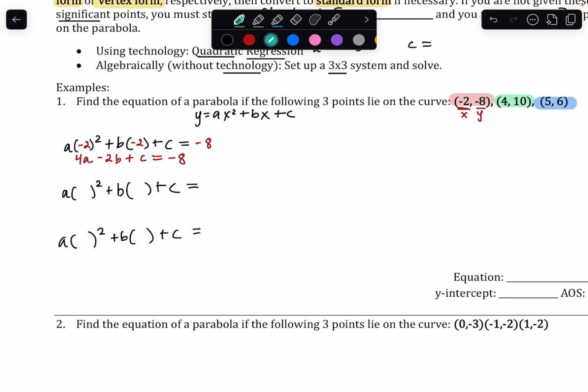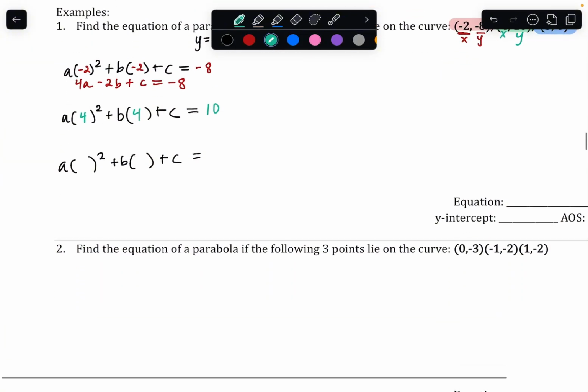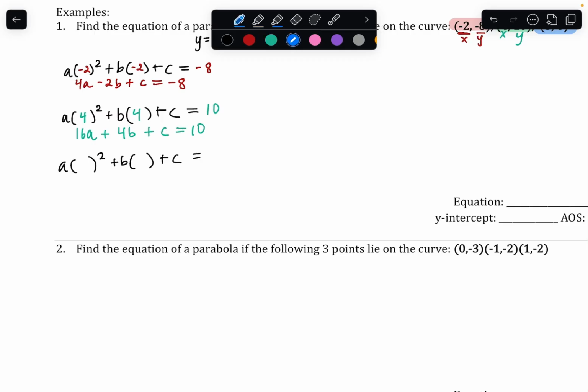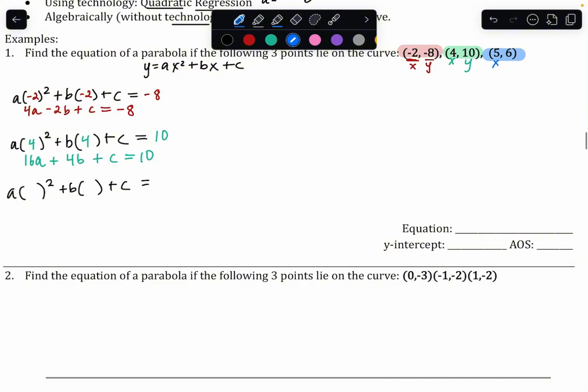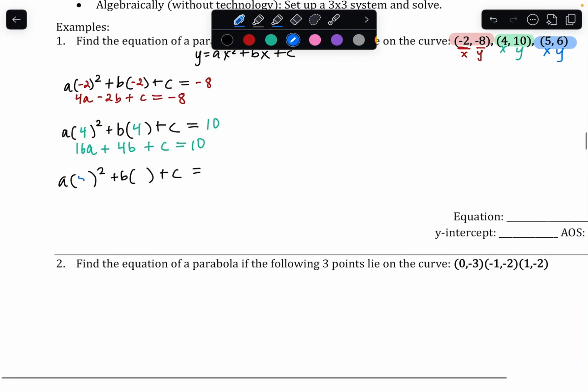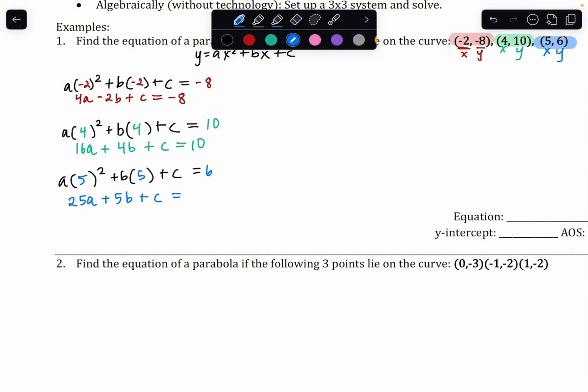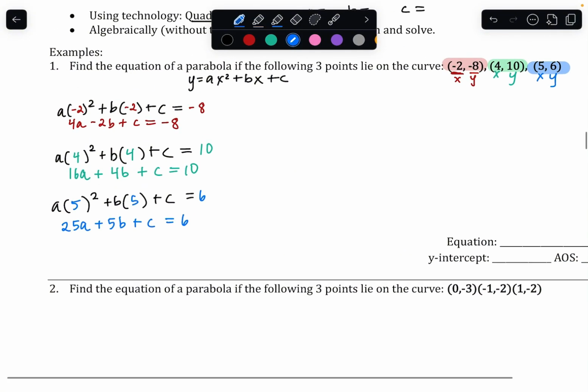Okay, so for my next point, x is 4, y is 10. So replace the x's with 4, replace the y with 10, and then we simplify and get 16a plus 4b plus c equals 10. And then for the last point, we're given an x and a y. X is 5, y is 6. So that gives me 25a plus 5b plus c equals 6. Okay, and so this gives us our 3x3 system.